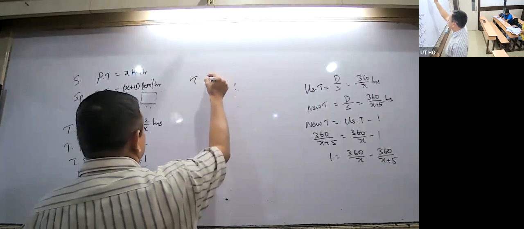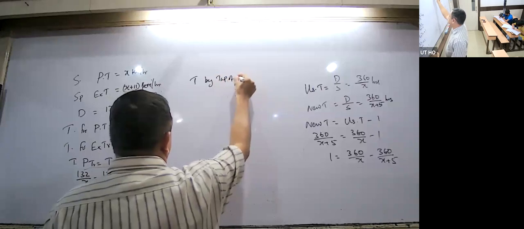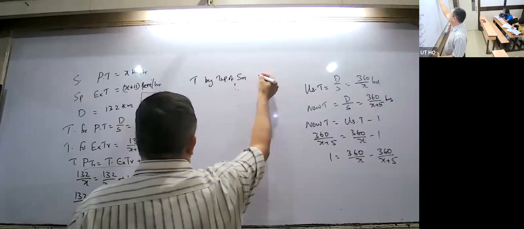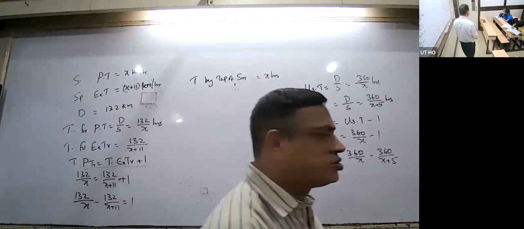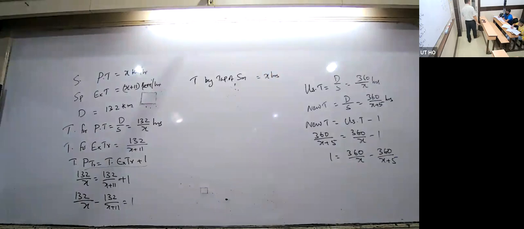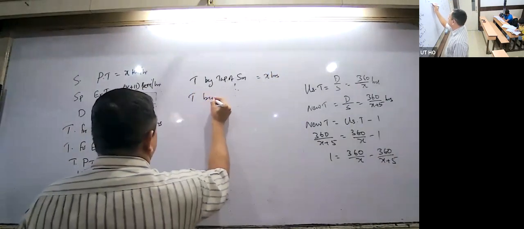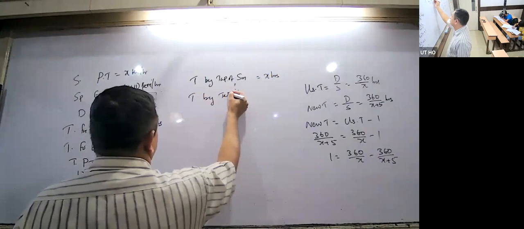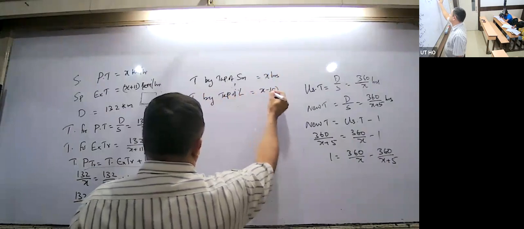Time taken by the tap of smaller diameter is equal to x hours. This is the time taken by the small tap to fill the tank. Therefore, time taken by the tap of large diameter is x minus 10 hours. That is 10 less, x minus 10 hours.